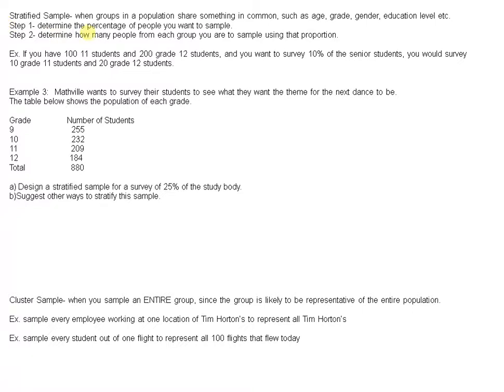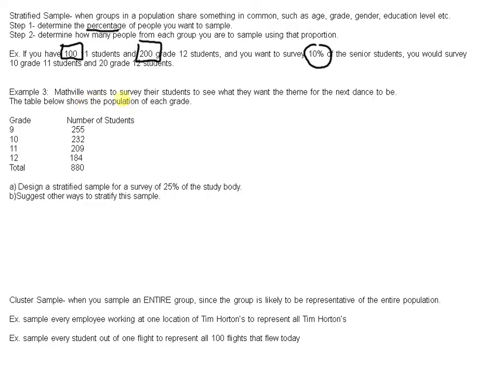So step one, we're going to determine the percentage of how many people you want to sample. And then in step two, we're going to take that percentage and sample that percentage of each of the groups. Okay, so for example, if you have 100 grade 11 students and 200 grade 12 students and you want to sample 10%, well, that's easy. You would take 10 of these students and 20 of these students. 10% of each.